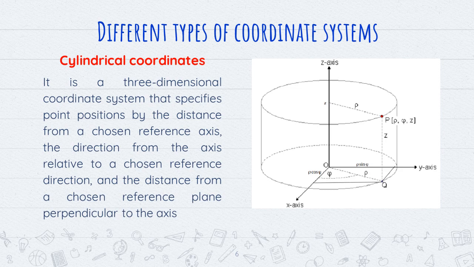The radius rho varies from 0 to infinity, and phi varies from 0 to 2 pi, because the angle of rotation is about 360 degrees.